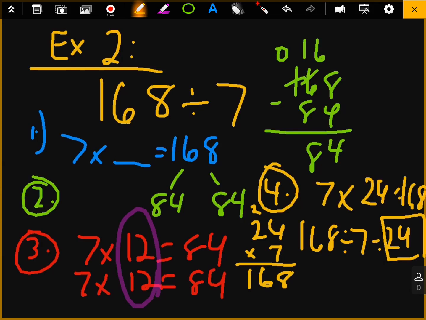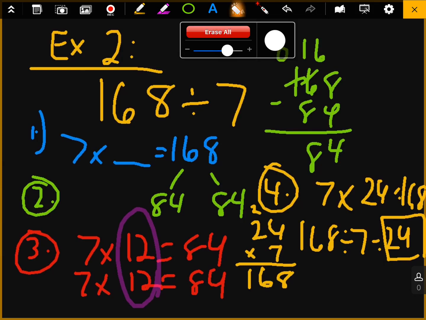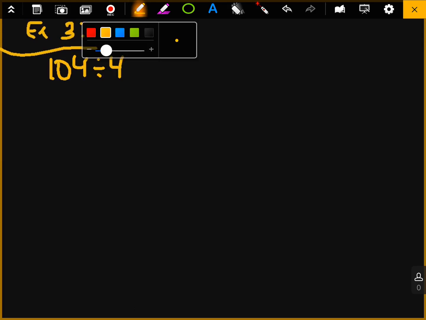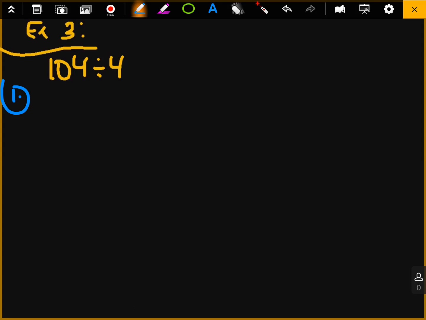Okay? All right. Let's do example number 3. Okay? And example number 3 is... Oh, won't let me write it. There we go. Example number 3 is 104 divided by 4. So, let's turn that into a multiplication problem. 4 times blank equals 104.